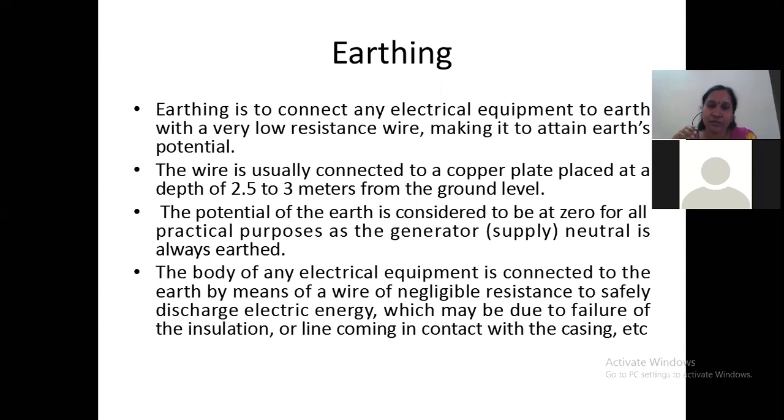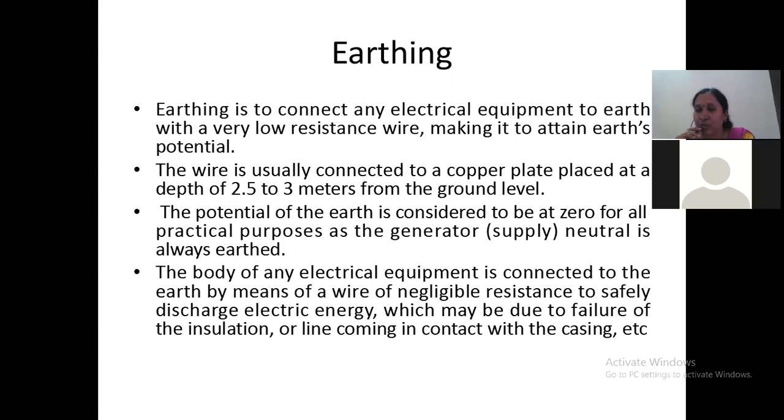So that is what we have to do here. The potential of the earth is considered to be at zero for all practical purposes, as the generator neutral is always earthed. The body of any electrical equipment is connected to the earth by means of a wire of negligible resistance to safely discharge the electrical energy, which may be due to the failure of insulation or a line coming in contact with the casing.